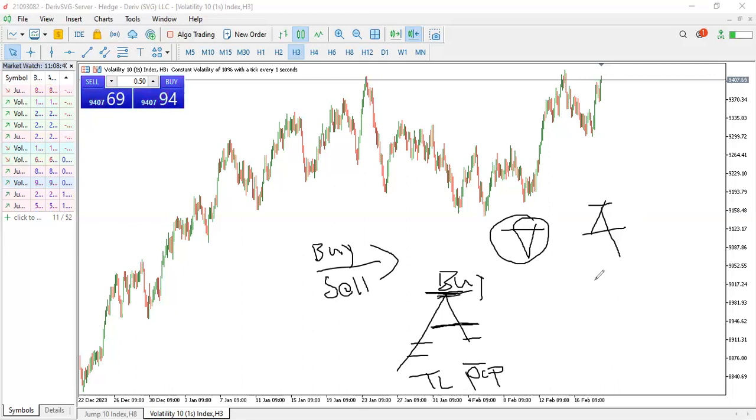Some of you will say, I know the market was hunting my stop loss, blah, blah. I don't believe in that. According to my experience in the market, whatever happens, happens for a reason.